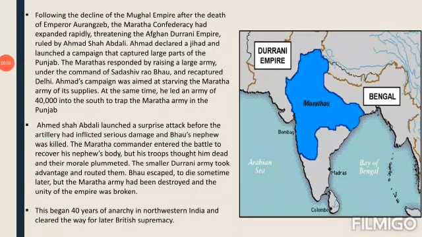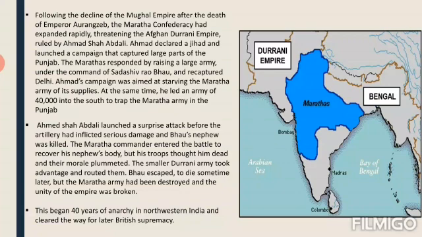So here are the details of the third battle of Panipat. Let's read it. Following the decline of the Mughal Empire after the death of Emperor Aurangzeb, the Maratha Confederacy had expanded rapidly, threatening the Afghan Durrani Empire, ruled by Ahmad Shah Abdali. Ahmad declared a jihad and launched a campaign that captured large parts of Punjab. The Marathas responded by raising a large army under the commander Sadashiv Rao Bhau and recaptured Delhi.